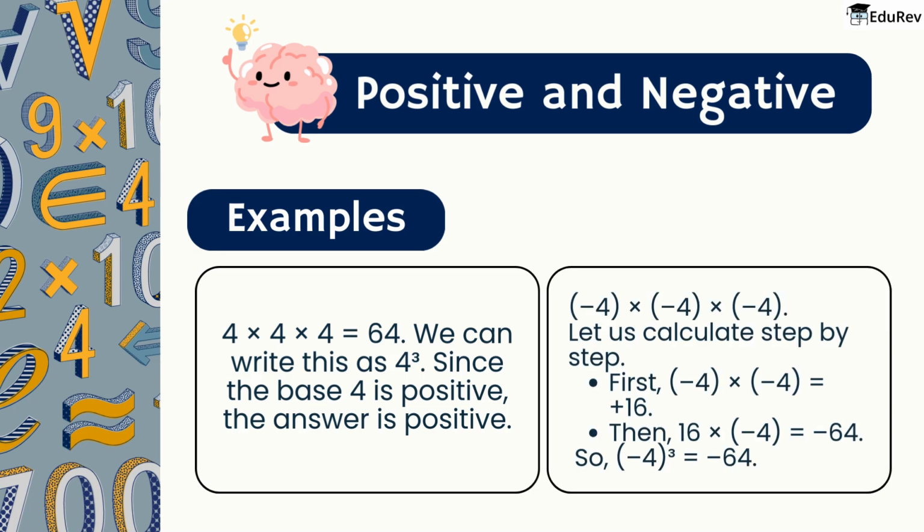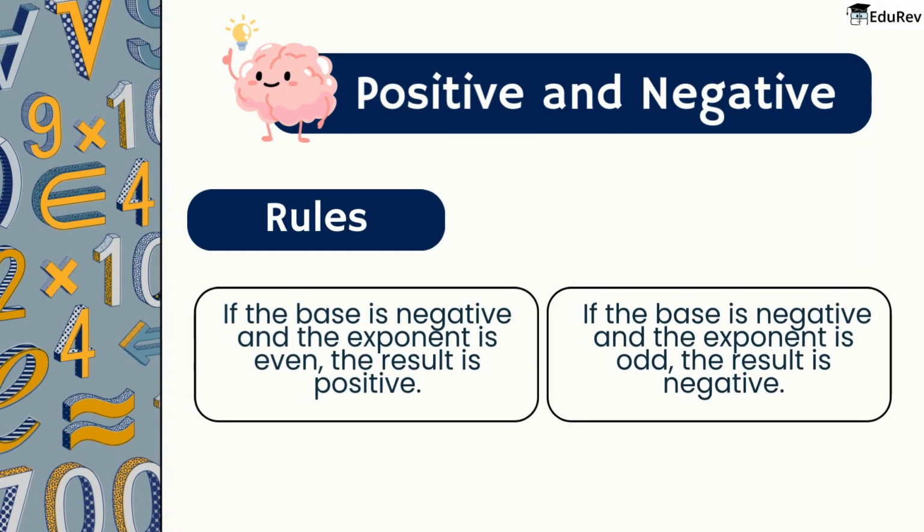Example 2: -4 times -4 times -4. Let us calculate step by step. First, -4 times -4 is equal to plus 16. Then, 16 times -4 is equal to -64. So, (-4) to the power 3 is equal to -64. Rules are, if the base is negative and the exponent is even, the result is positive. If the base is negative and the exponent is odd, the result is negative.